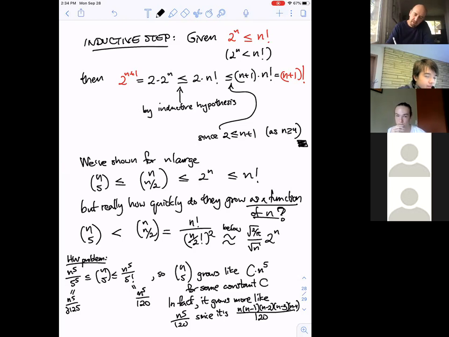So let me emphasize this. What I'm about to say below is going to be from Stirling's formula, Stirling's approximation. Let me just crowd it in here, and then we'll do it on the next page.